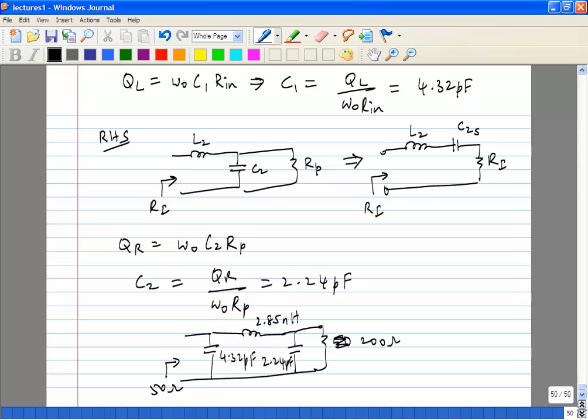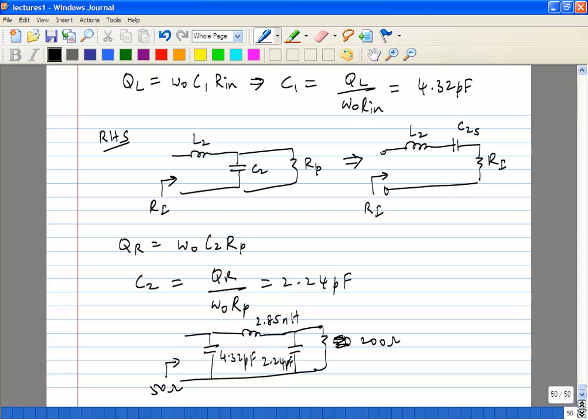Yes, that's the right side, omega naught C2 RP. In general, for any network, we cannot just use the expression we calculated in that L, C, and R, all three are in hand. If there is an L coming in, L is coming in series. L2 is always coming in series, right?